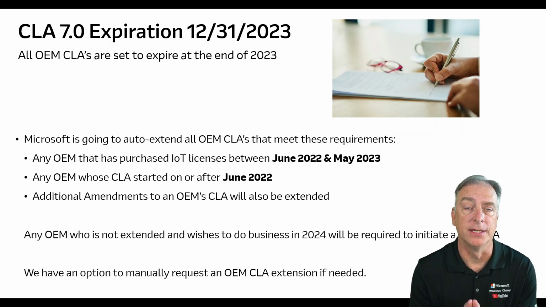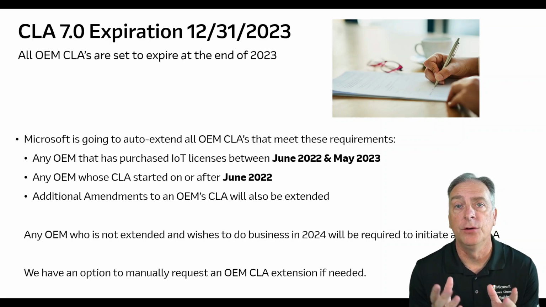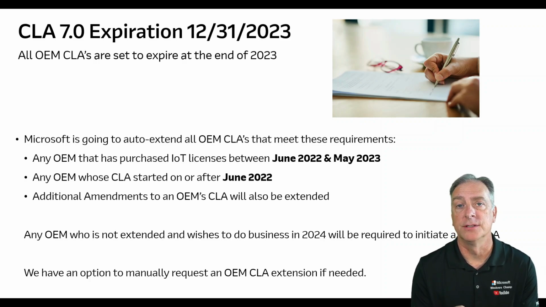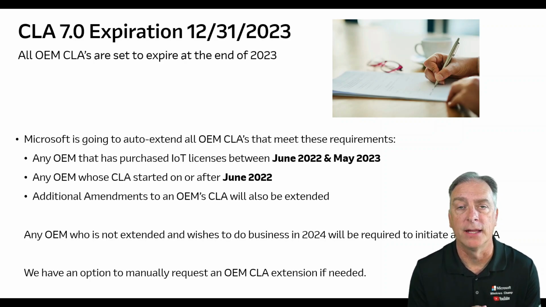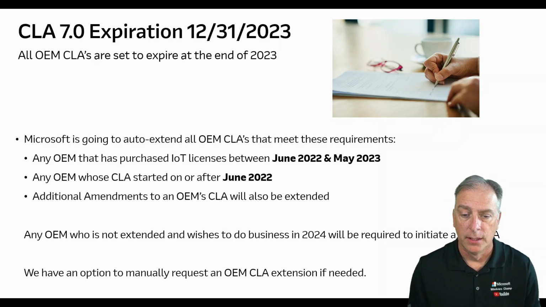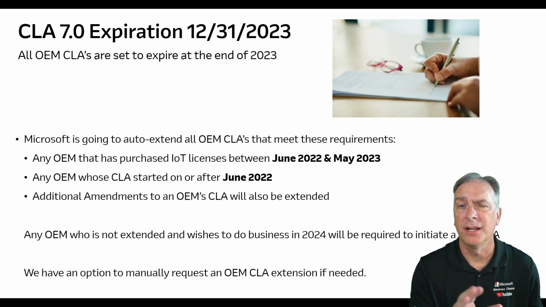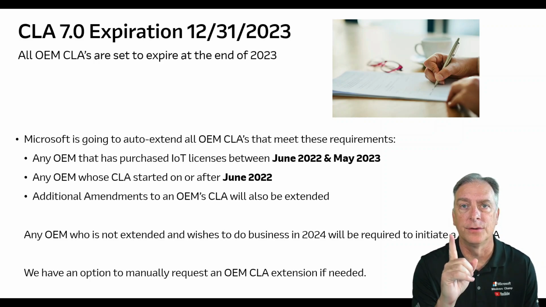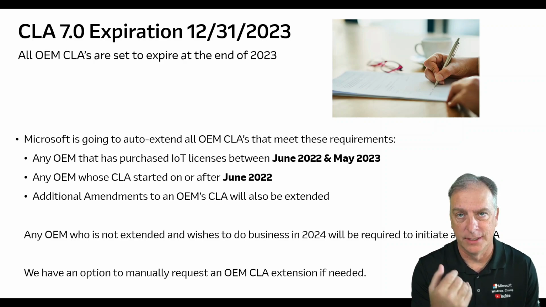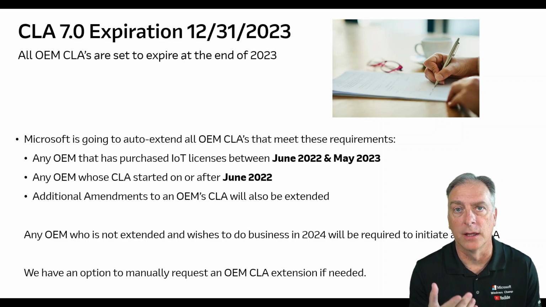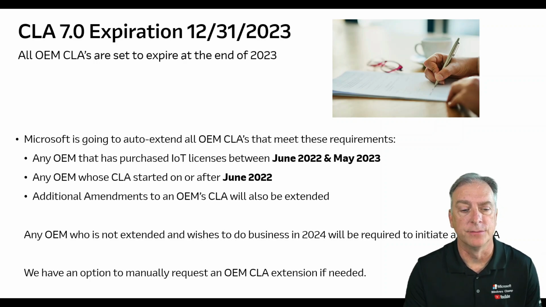The other option is just signing a new one. If your CLA does expire, you can simply come sign a brand new one. Again, reach out to us at Arrow and we can help you through that. Our email address is windowsiot@arrow.com. Sign a new one if you need to. Or if you're not sure whether your agreement is expiring or extending, again, contact us. We can look it up in the portal and see the status of your CLA.